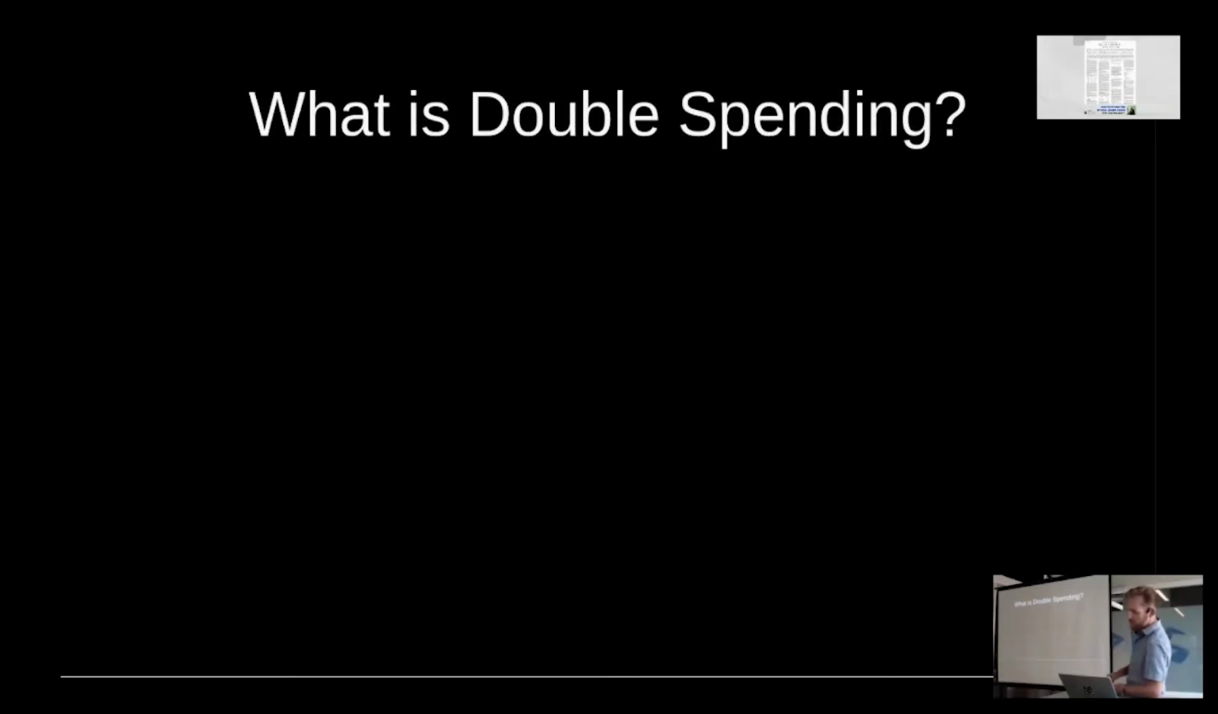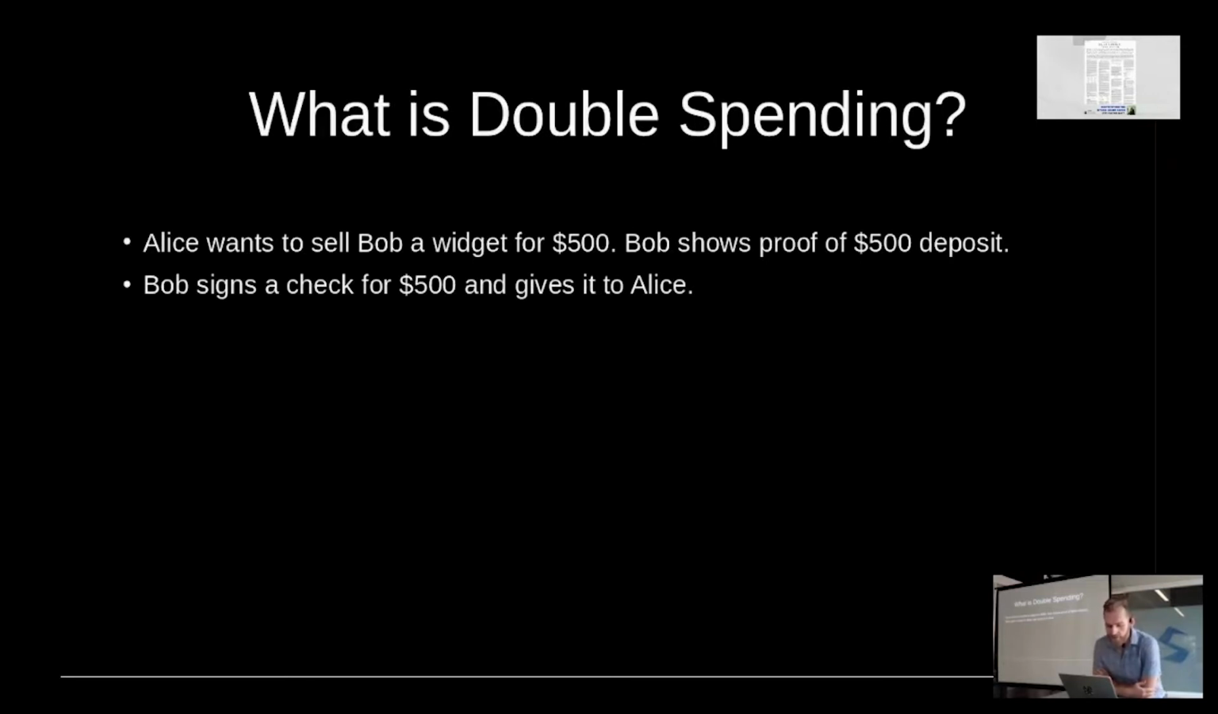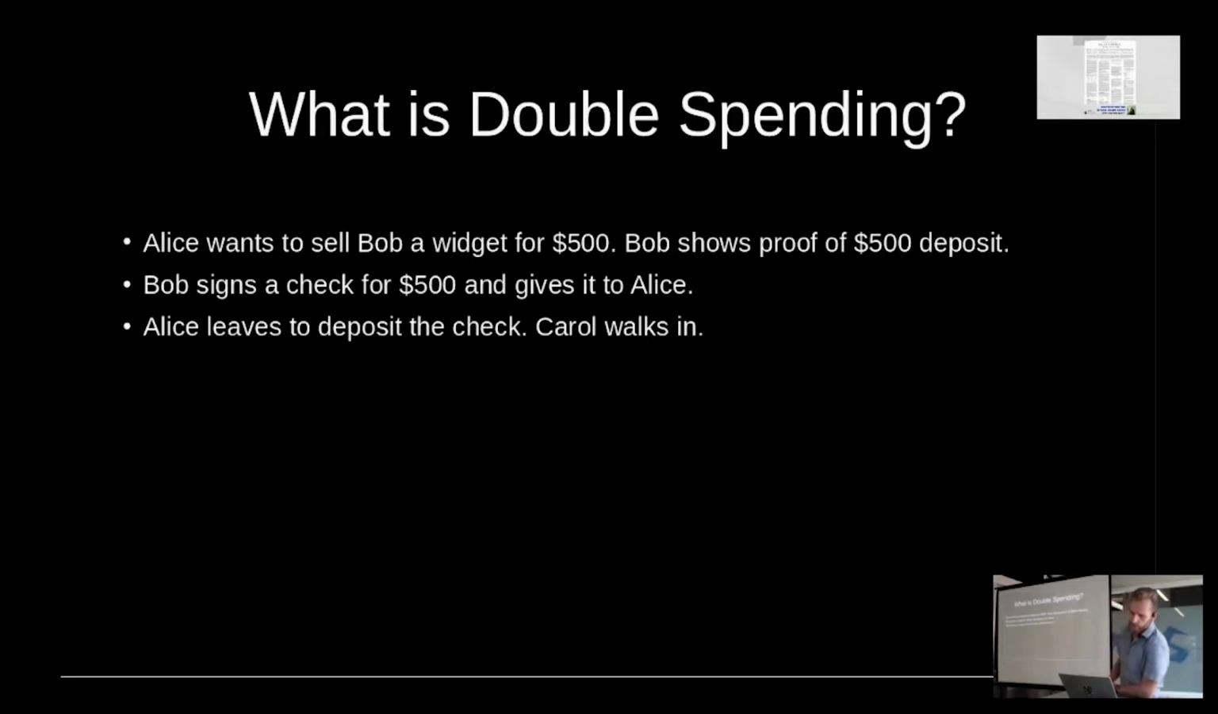So let's go over this in detail with just a quick example. So Alice wants to sell Bob a widget for $500. Bob shows proof of a $500 deposit. He goes down to the bank, which gives him a proof of deposit. He brings that back and shows it to Alice. Alice is convinced that Bob has $500 in the bank, so Alice is willing to do business with Bob. So Bob signs a check for $500 and gives it to Alice. Alice leaves to deposit the check. She wants to get her money right away.